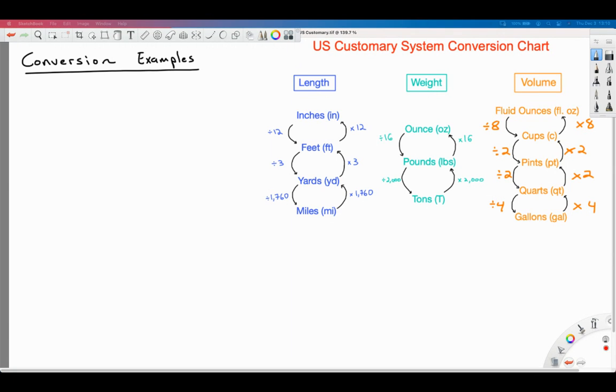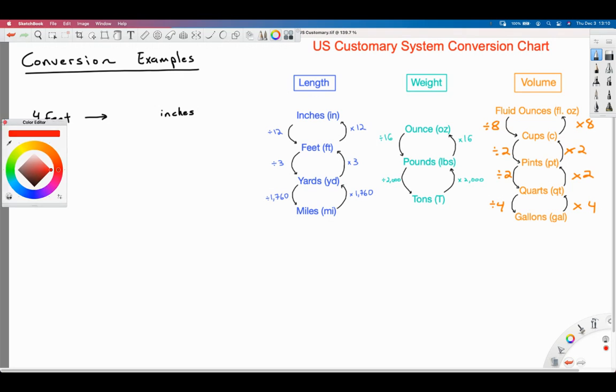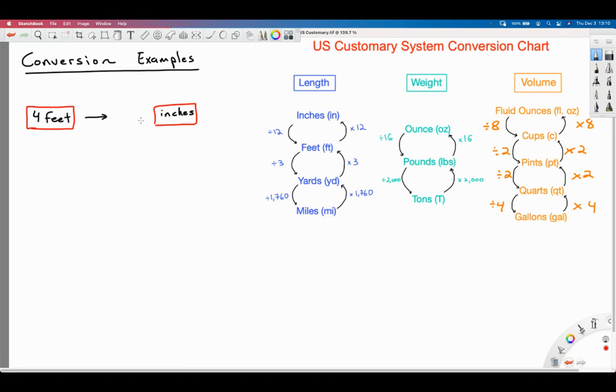So example number 1, and you can see it's the same exact chart except a little smaller up there so we can refer to it and look at the example. Our first example says feet with an arrow to inches. All this means is I'm asking you to convert the unit 4 feet to our inches unit. We want to find out how many inches is equal to 4 feet.